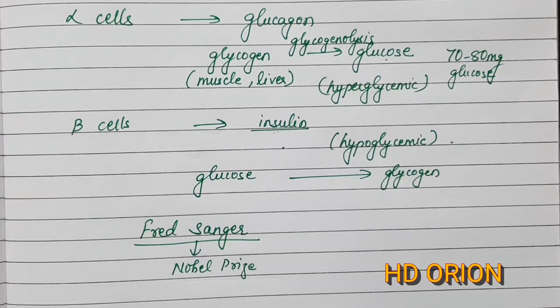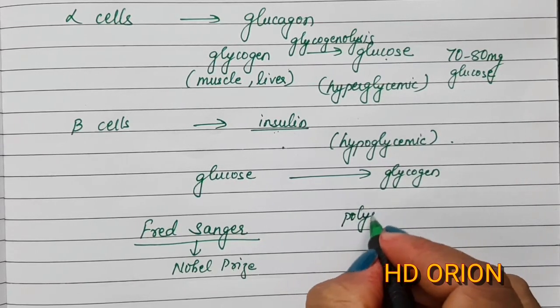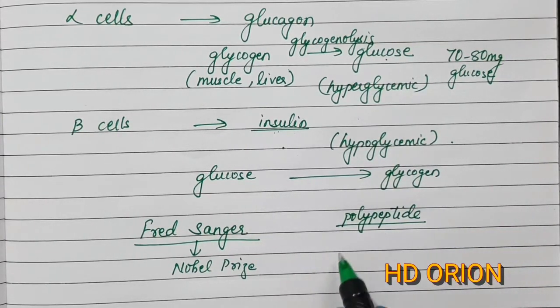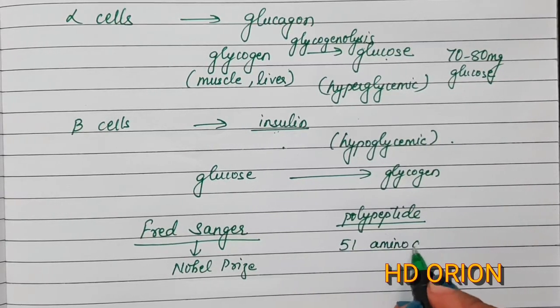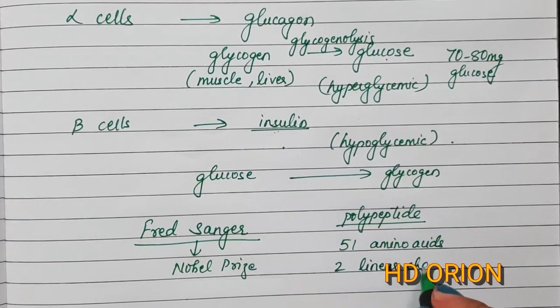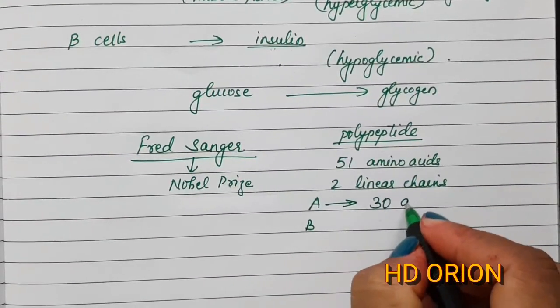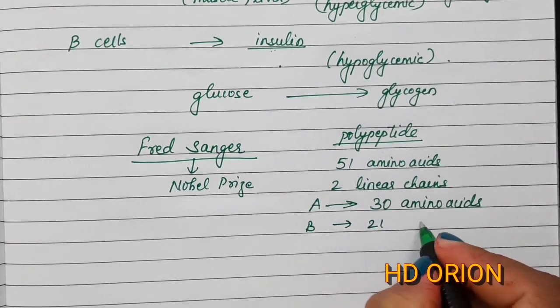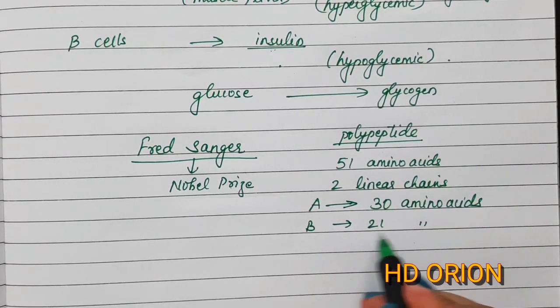Now what is insulin actually? It is a polypeptide. Polypeptide means it is a protein. So polypeptide, which is made up of 51 amino acids. When amino acids link up together, they form a polypeptide. It has two linear chains. It has two straight chains, A chain and B chain. So the A chain has 30 amino acids and the B chain has 21 amino acids, and together we call it 51.